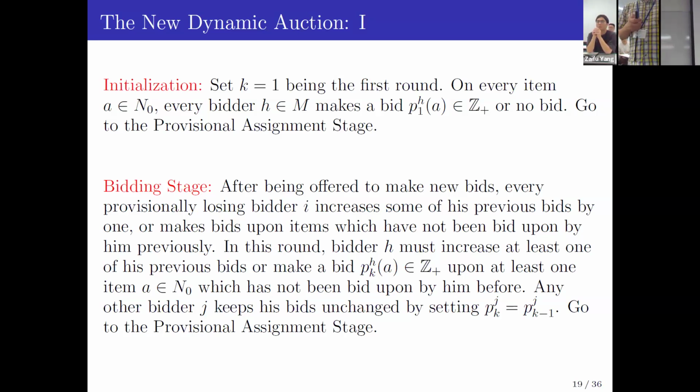Okay, now here, any other bidder which is not a provisional losing bidder just keeps the bids unchanged. Okay, now we go to the next. Sorry, can you remind me who are the provisional losing bidders? Yeah, I will come to that point. So in the initial stage, who are they? In the first stage, there are no provisional losing bidders.